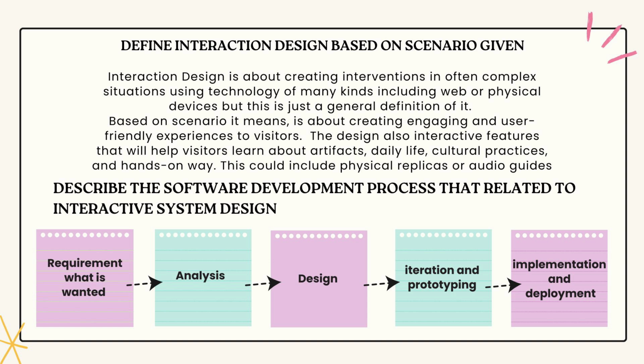The second one is to describe the software development process. The first is requirements, what is wanted. It means understanding the context and identifying the target audience, their needs, and how they will interact with the exhibit. For a museum, this includes considering various ages, backgrounds, and levels of familiarity with technology. The second one is analysis. It means determining more details about the goals and how I want to execute the plan. The third is design. It means designing what you want to create. The fourth is iteration and prototyping, where you create prototypes such as digital mockups or storyboards of the exhibit to help visitors understand more. The last one is implementation and deployment. It means executing all the plans to ensure the exhibit is educational and also gives user satisfaction.